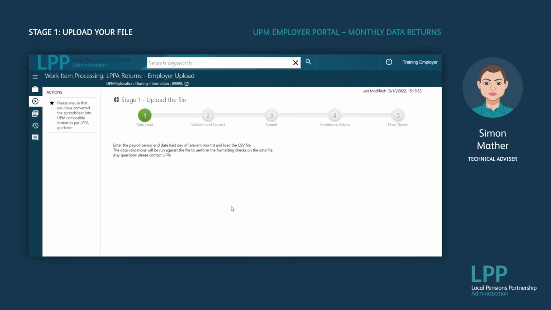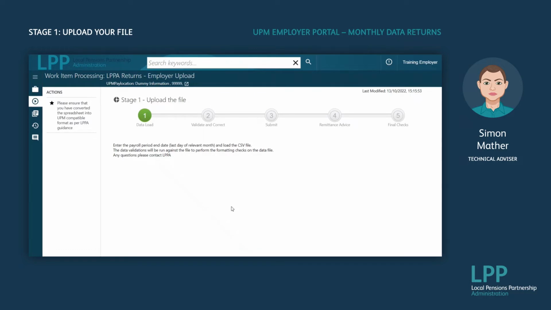You will then be directed to the upload process, which consists of 5 stages. The first stage is uploading the file from your computer. On the left of the screen there is a column headed Actions. You will need to work through the actions which appear in this column to allow you to complete each stage.